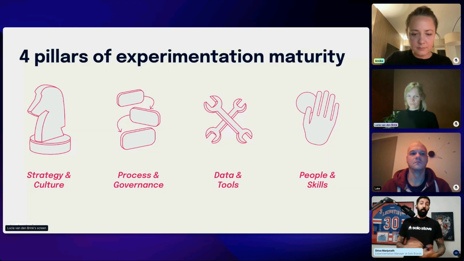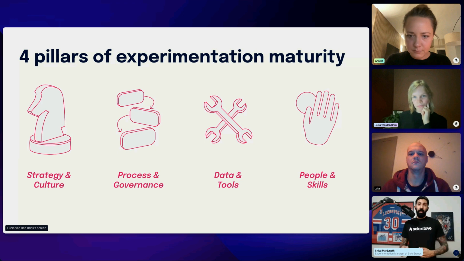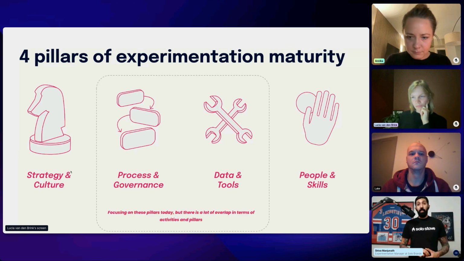Thank you. So we have 4 pillars that we have for focusing on experimentation maturity. They overlap quite a bit when we look at some of the tactical things, which I'll start to go into in the next slides and give some examples of the different pillars and some of the rituals or activities that are in here. If you go ahead and click next. So we're going to be focusing on process and governance and data and tools.